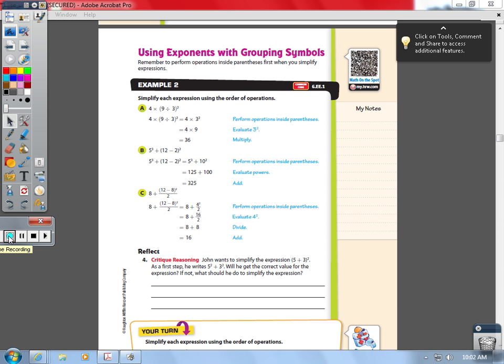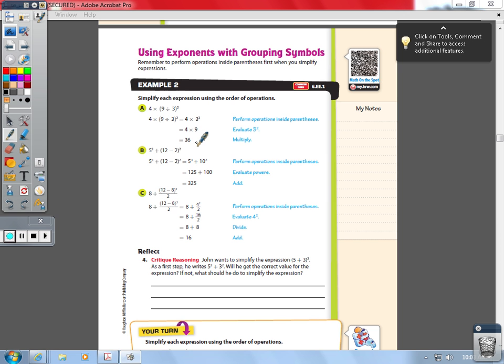As we move on to the next page, we see that we're going to use exponents with grouping symbols, in this case parentheses. Remember, on our list of operations, we have to do whatever's in parentheses first. That might seem confusing on this first one where we have 4 times, in parentheses, 9 divided by 3, squared. Instead of raising to the power of 2 first, we have to do the 9 divided by 3. So 9 divided by 3 is 3. So we end up with 4 times 3 squared. 3 squared equals 9, so we have 4 times 9, which equals 36.